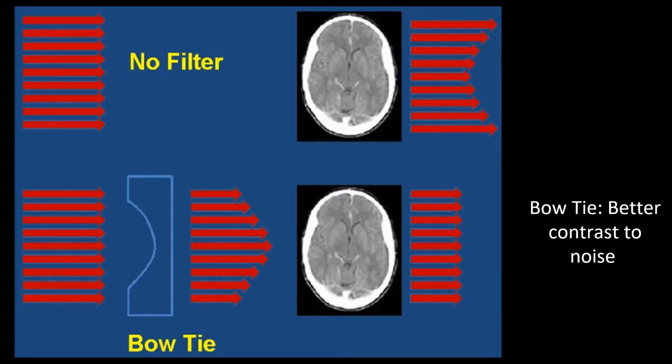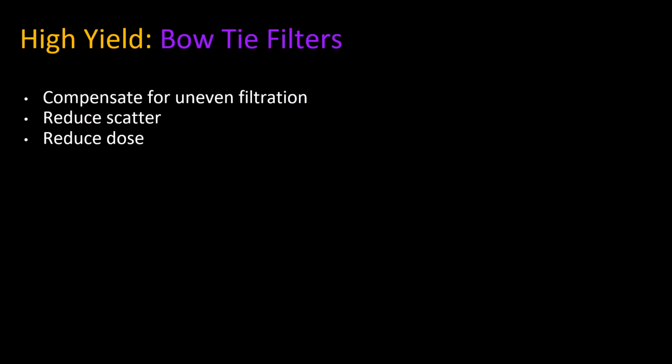Comparing images created without a filter and with a bowtie filter show that the bowtie filter creates a more uniform image with better contrast to noise. So let's review some high yield points about bowtie filters. They compensate for uneven filtration, they reduce scatter, and they reduce dose.